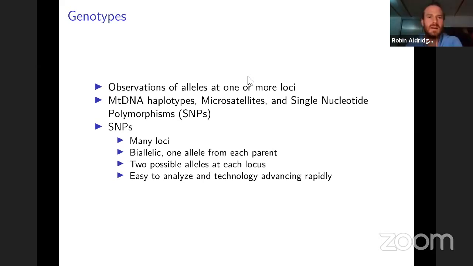So genotypes are observations of alleles at one or more loci. We implemented 3 kinds of genotypes in our simulation, but the most important is SNPs. With SNPs, you can have many loci. They're biallelic, so you have one allele from each parent. There are 2 possible alleles at each locus, and they're easy to analyze, and the technology is advancing rapidly.